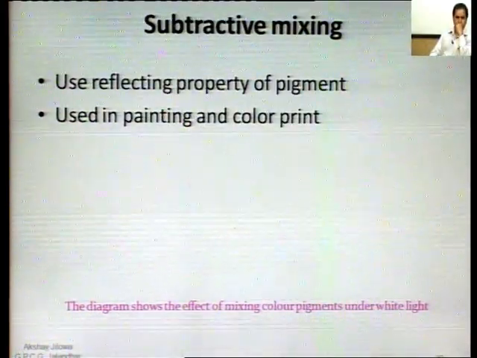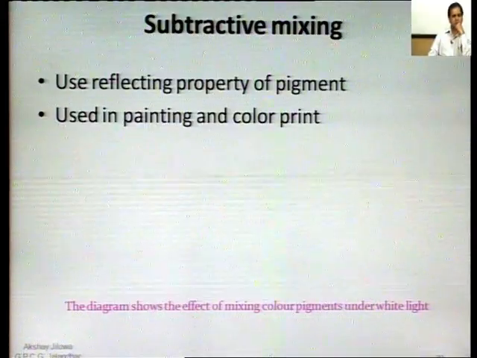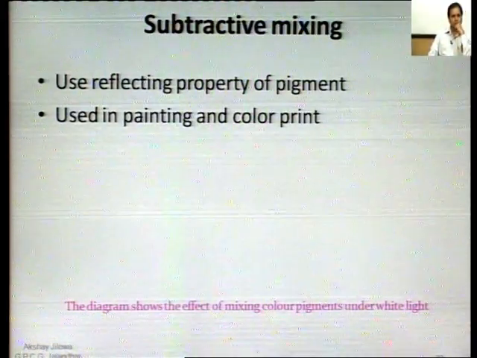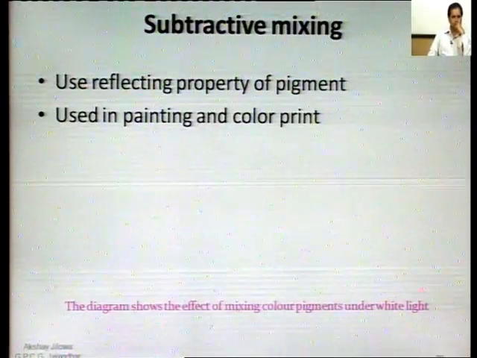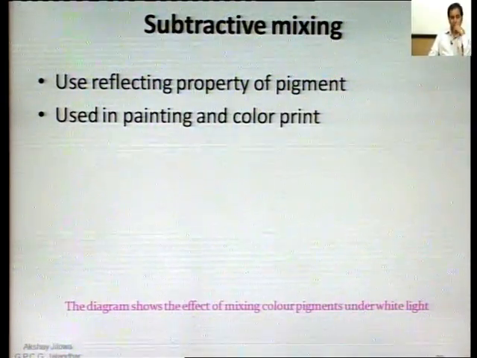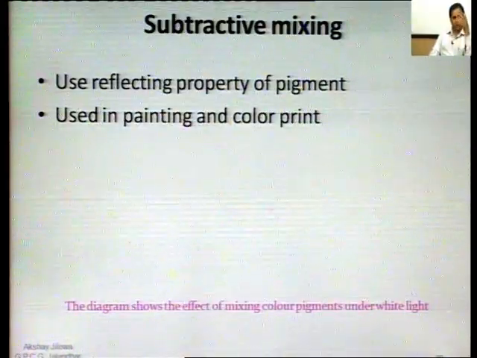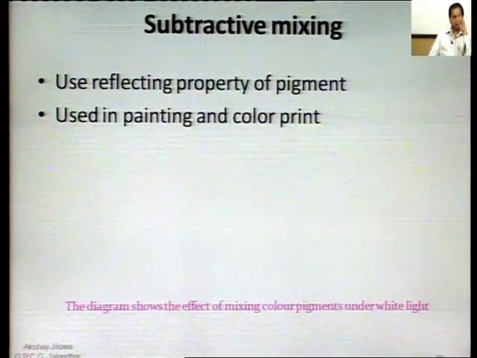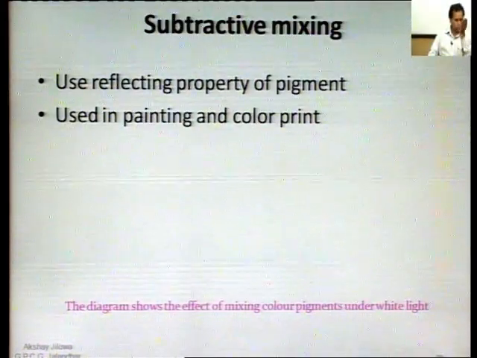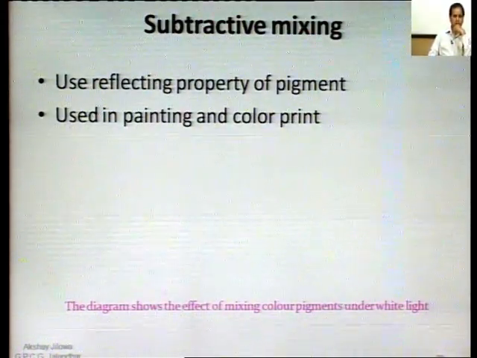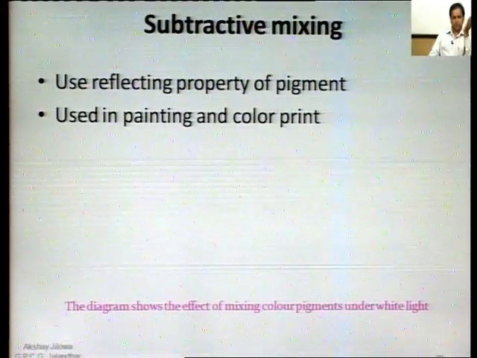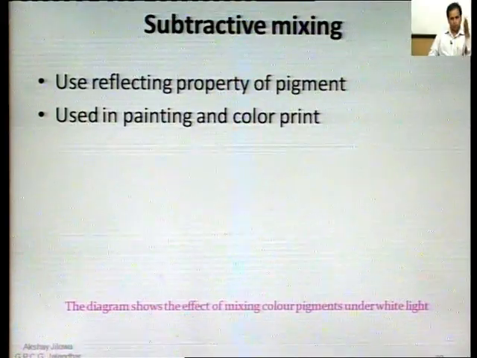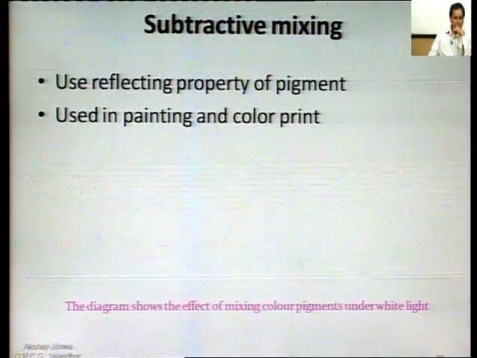Next is subtractive mixing. Mixing is done by using the reflecting property of pigment, and it is used in painting and color print. In color print and painting, what we do is we have the original white, and in that white we add some other color. It is actually not addition, it is subtraction, and you all might have seen that subtractive mixing is done when we use painting and other coloring.